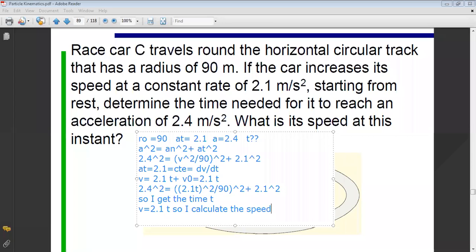So sometimes you might need to combine several formulas in the same problem. Any question about this?